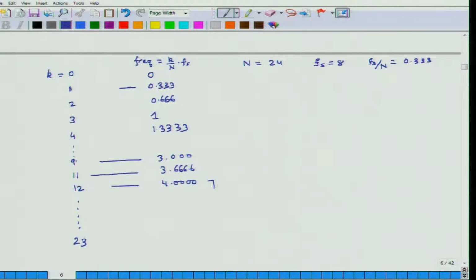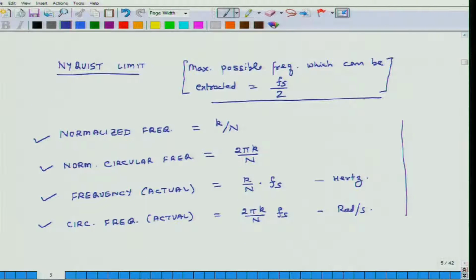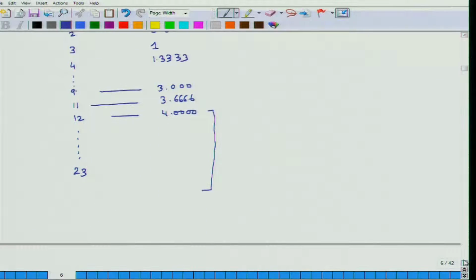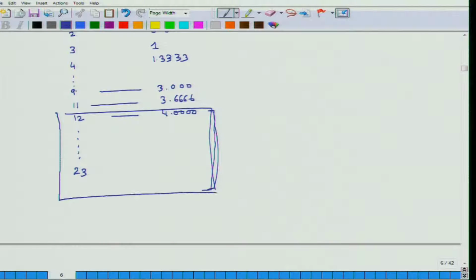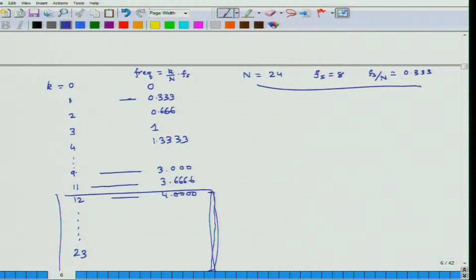That I cannot have any answer in this range. This Nyquist criteria says that, so because of this I have to ignore this. Okay. So, I take only first 12 points. So, now you get a little better feel as to why we are ignoring these things. I take only first 12 points and I get the answer here.